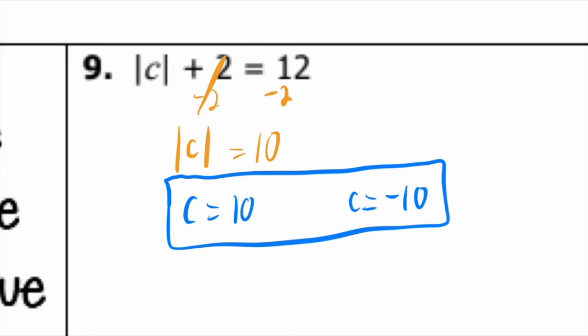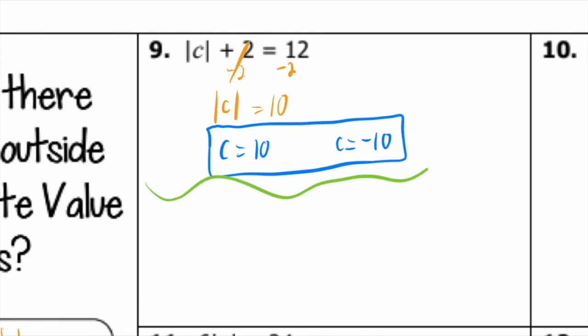Now, if I were to have done this the wrong way, which is something I unfortunately see all too often, where I try to make my two equations right away and do c plus 2 equals 12 and c plus 2 equals negative 12, we're going to get the wrong answers. And I'm going to showcase that right here. And that would happen by subtracting 2.